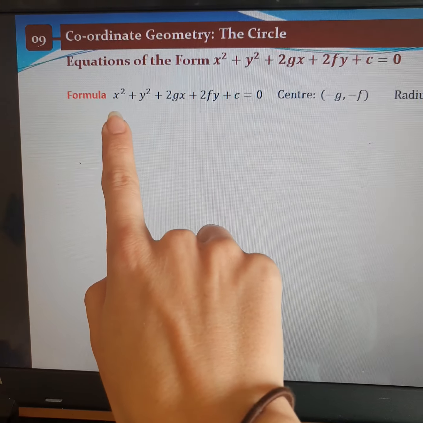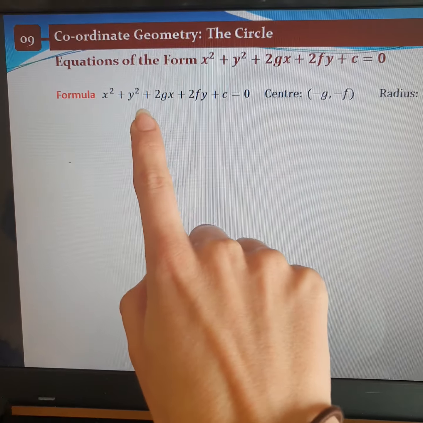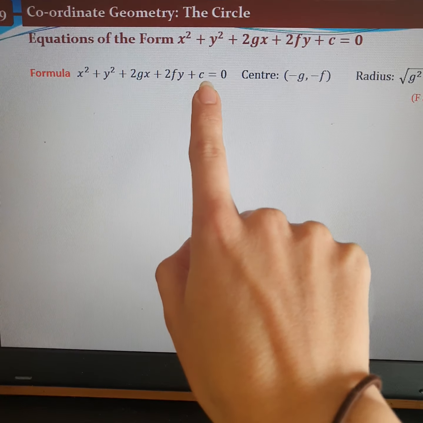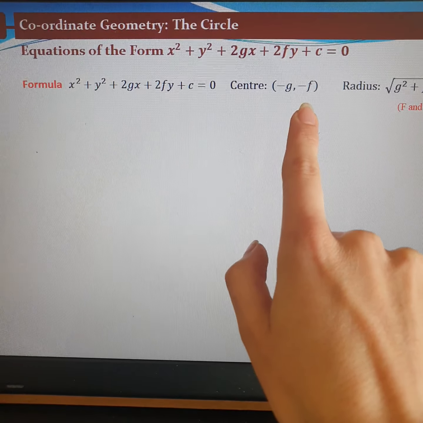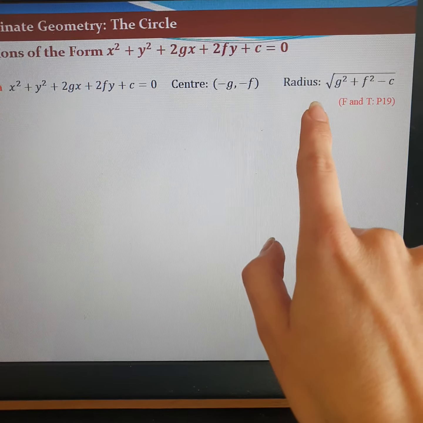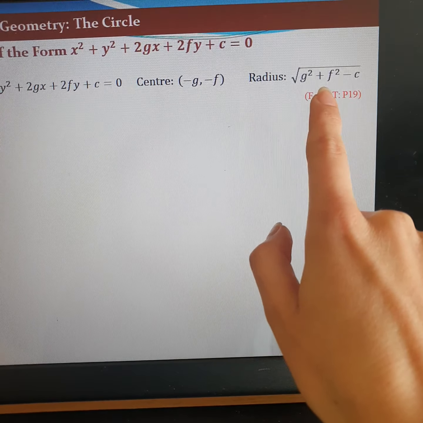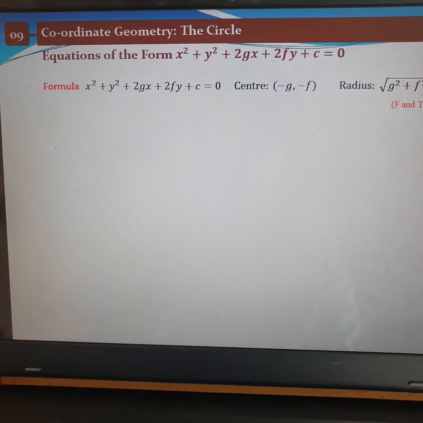So the formula goes by x squared plus y squared plus 2gx plus 2fy plus c is equal to 0. Obviously, you might have values for g, f and c. How we read the centre is minus g, minus f, and how we read the radius is the root of g squared plus f squared minus c. And again, it's in your formula and tables book, page 19, so you do not need to learn it off.